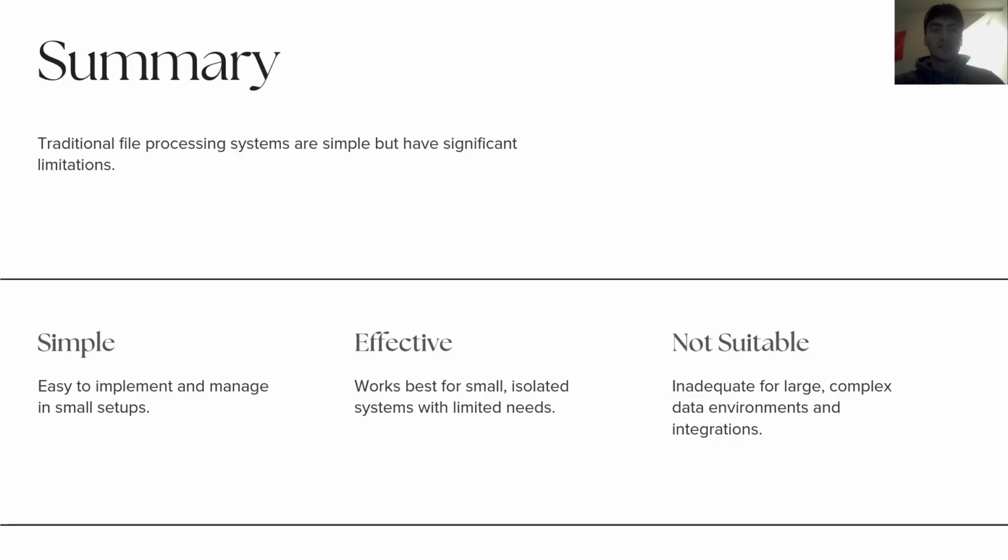In conclusion, traditional file processing is simple, low cost, and efficient for small tasks. However, it lacks scalability, security, and data consistency. As systems grow larger, their limitations become more obvious, which is why DBMS solutions are often preferred today.